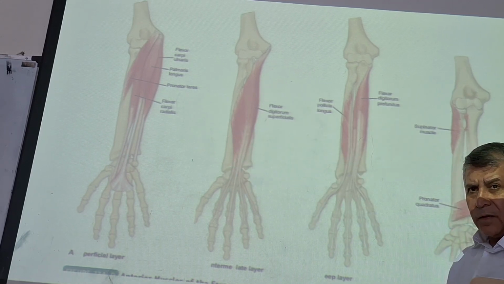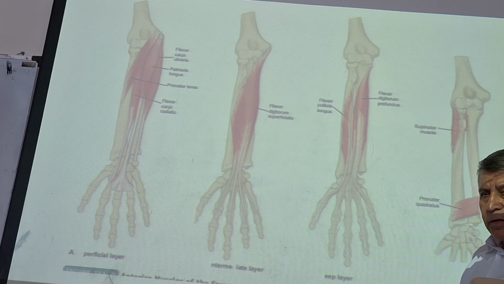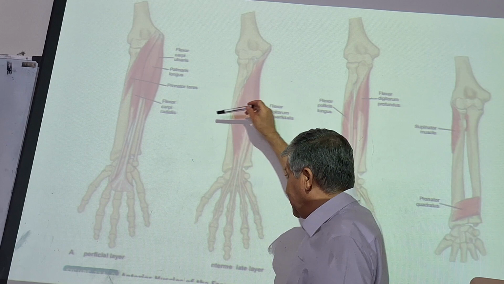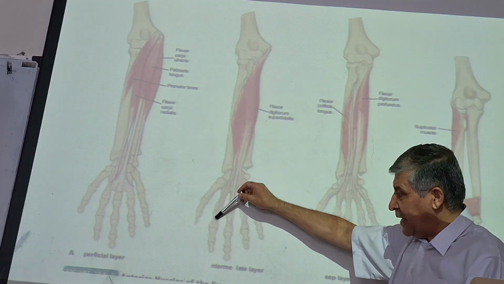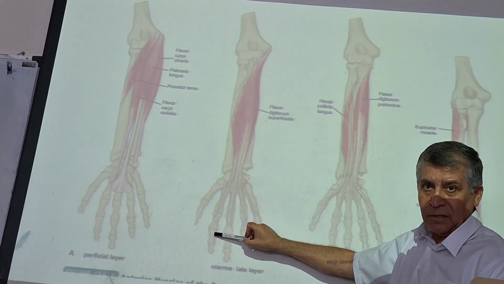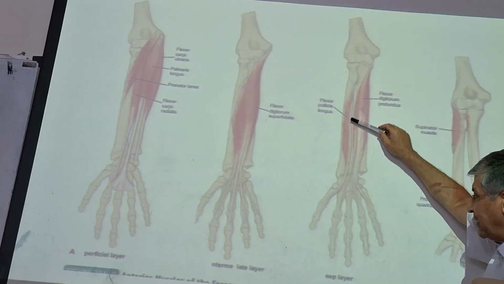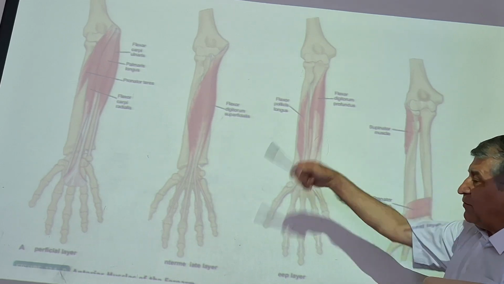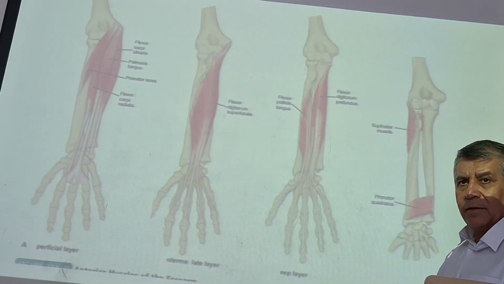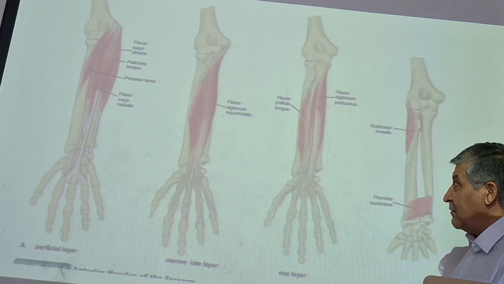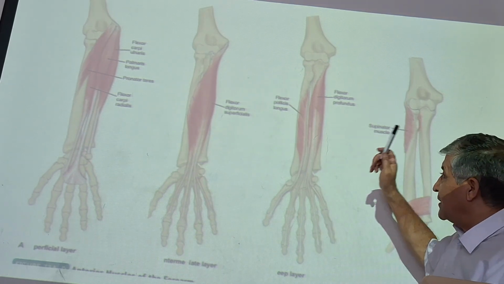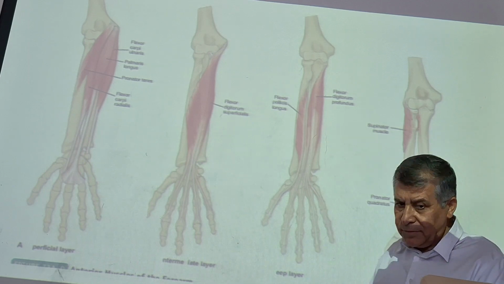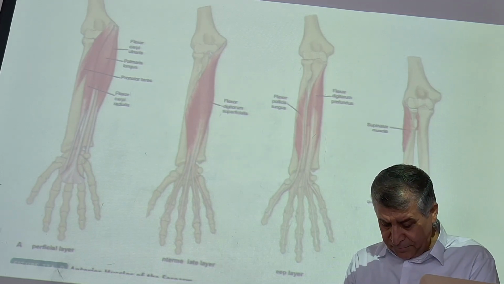So, doctor, the intermediate layer is considered deep as well? Yes. Superficial, flexor digitorum superficialis, terminates at the base of the middle phalanx. Deep terminates at the distal phalanx. All of them are innervated by the median nerve, except flexor carpi ulnaris and the ulnar part of the flexor digitorum profundus. Okay.